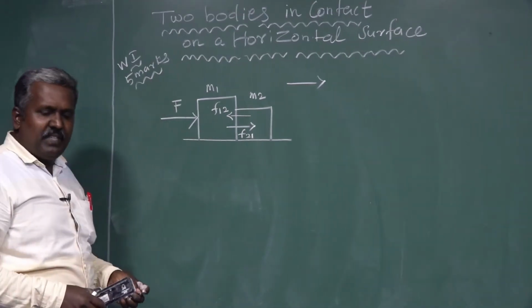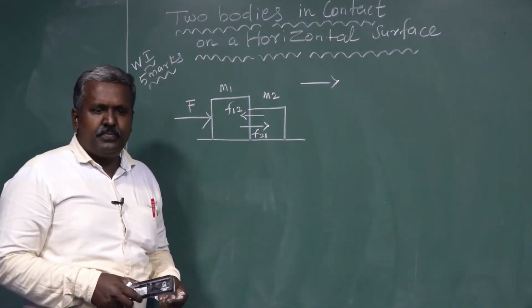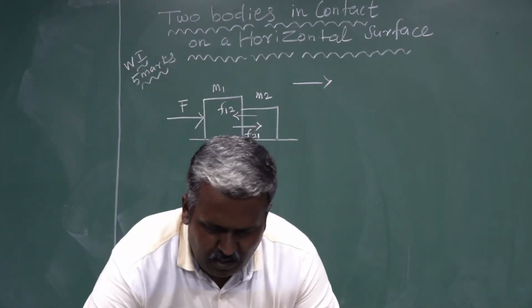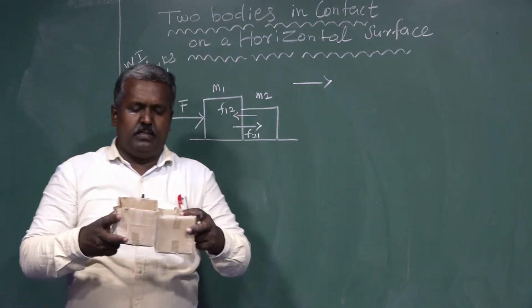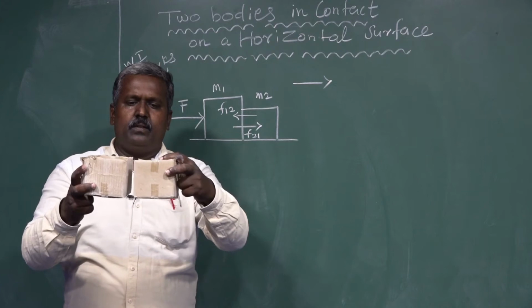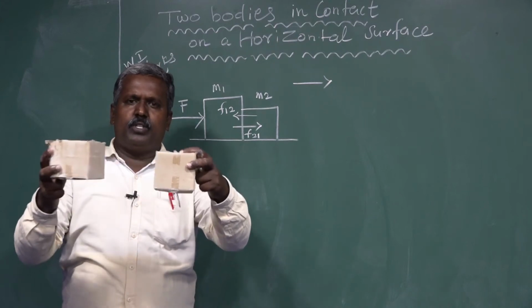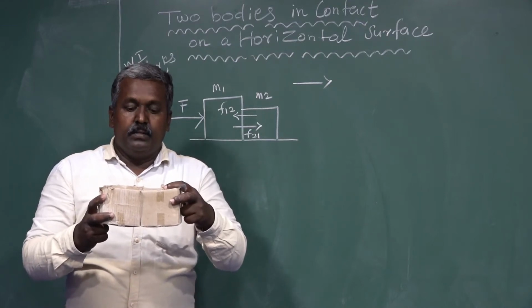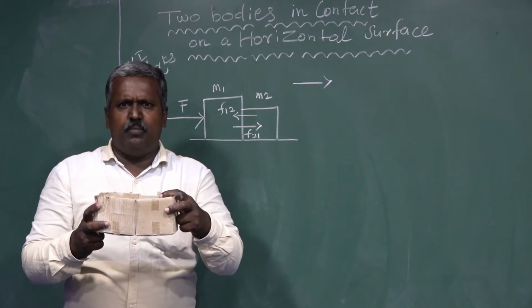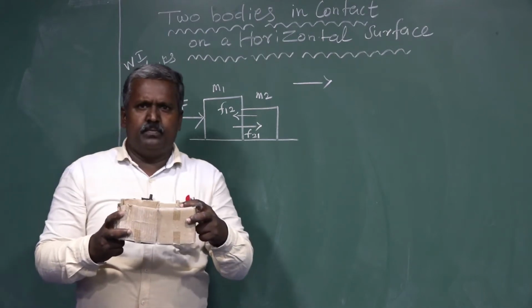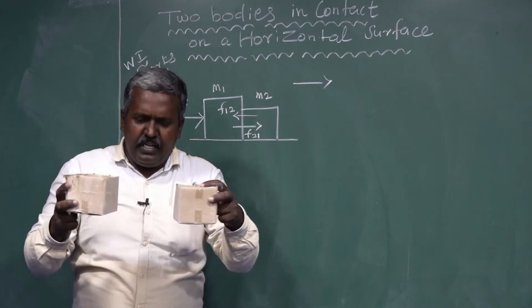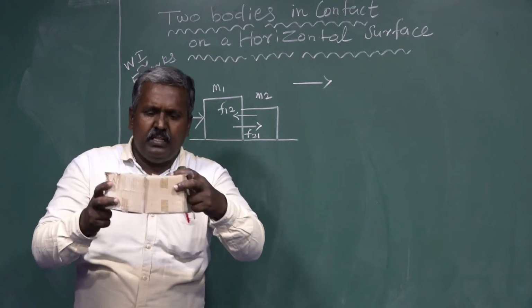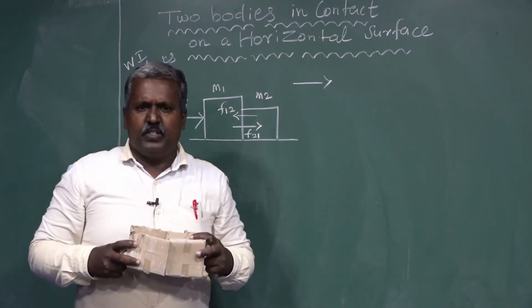Two bodies, for example, here two blocks or two bricks like this. Both are in contact, that means touching. This is two blocks or two bricks of masses M1 and M2. This is the condition: both are in contact. This is called a system. The system is placed on a horizontal surface. Okay, listen.